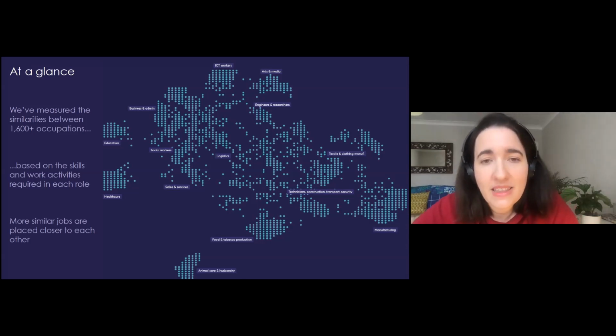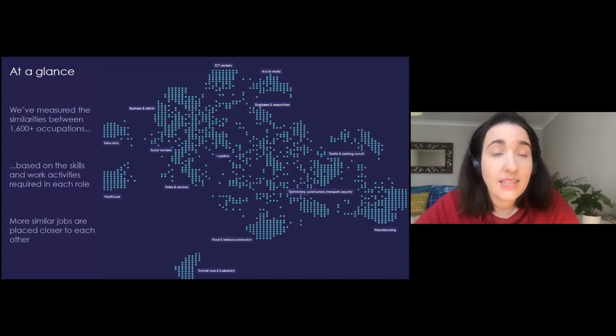So broadly speaking, there are 3 use cases for the map. The first is we want to try and support job transitions by identifying what we call the viable and desirable transitions that people can make from their current job. So if someone works in one occupation, we can tell them at least a range of other occupations that are quite similar to their current role based on the skills and work activities required.